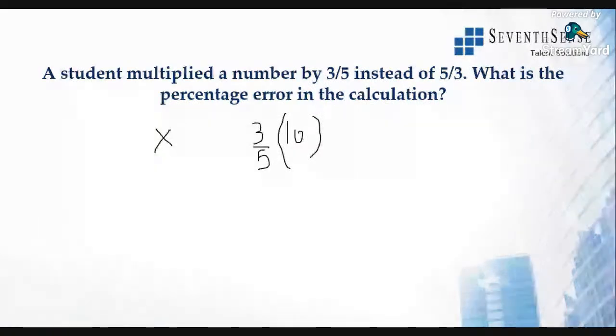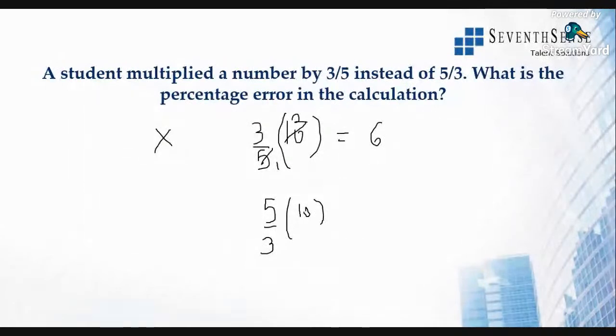3 by 5 of 10 is 6. So 3 into 2 is 6, right? So instead of 5 by 3, I am making it 3 by 5. I am multiplying 10 with 3 by 5. I was supposed to multiply with 5 by 3, but here it is 3 by 5. So 5 by 3 into 10 is 50 by 3.